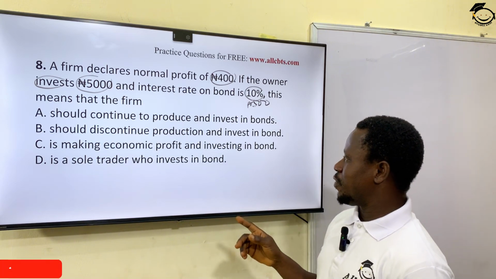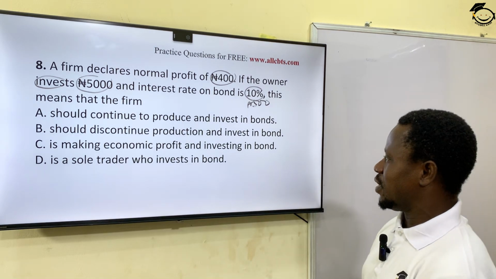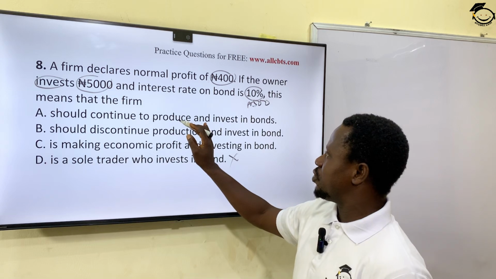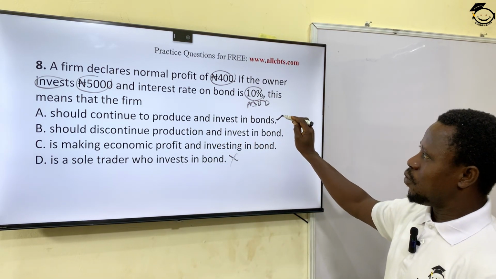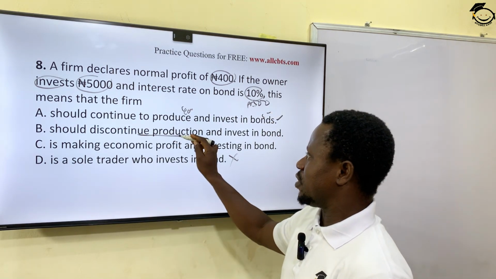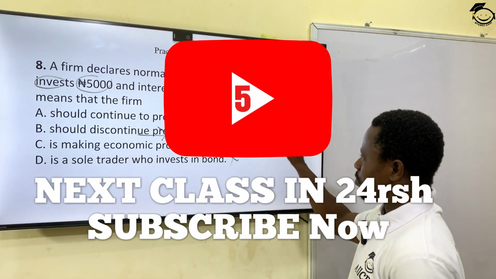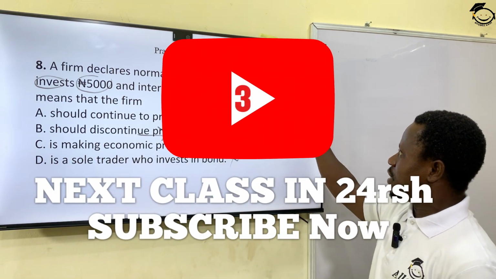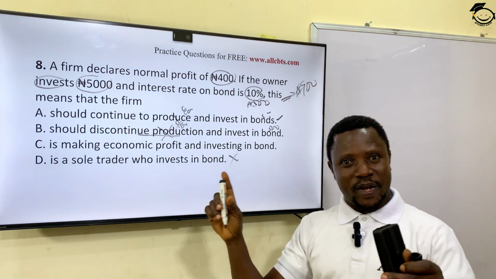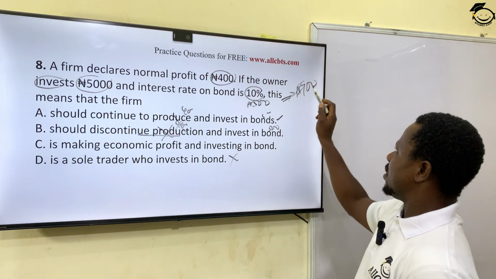C, is making economic profit and investing in bonds. D, is a sole trader who invests in bond. This has nothing to do with this question. Let's see the elimination method now. Should continue to produce and also invest in bonds. Why? It will make 400 here, I make 500 here. Should discontinue production. If we discontinue production, the 400 is gone. And only 500 will come to the business. Remember, 400 here, 500 here, altogether, how much is he making? 900. We are not told the duration of the time, whether it's per day or per month or per year. But eventually, it's making 900.